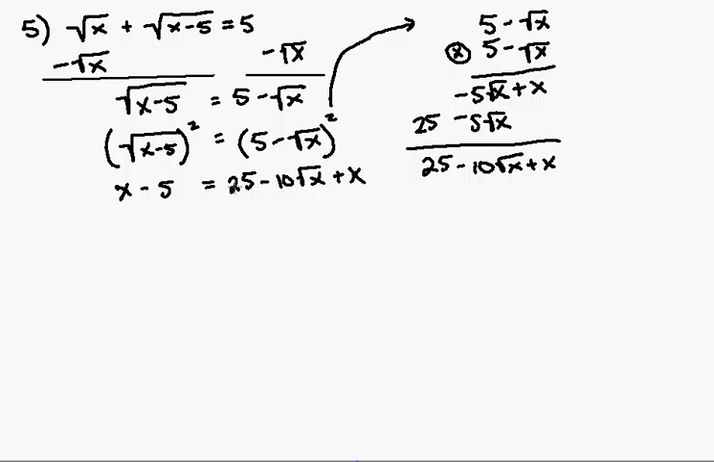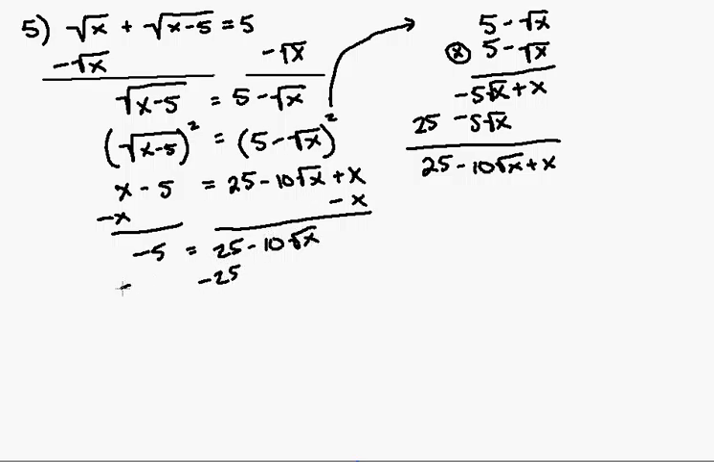Okay. Now my next goal is to isolate the other square root. So we need to start getting rid of the stuff around it. So let's start off first of all by subtracting x from both sides. This leaves me with negative 5, and I have 25 minus 10 square root of x. I'm going to next subtract 25 from both sides of the equation. So now I have negative 30 is equal to negative 10 square root of x. I'm then going to divide both sides by negative 10.